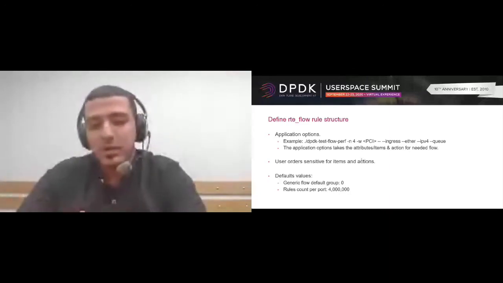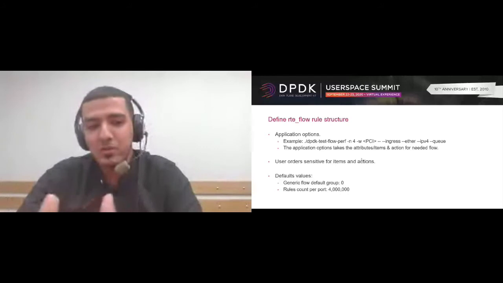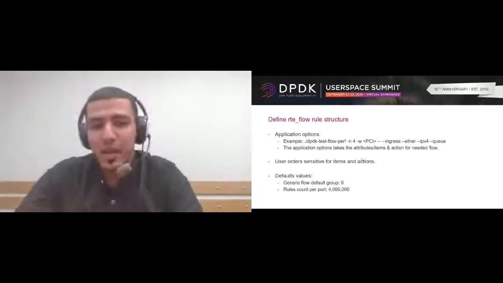It's good to know that the application options are user order sensitive regarding items and actions. What I mean by this is, for example, if we have mark then queue in the options line, the array for the RTE flow will be mark and queue. If it is queue then mark, it will be the reverse, queue then mark. So it is very useful in cases of encap, decap, and header modify actions.